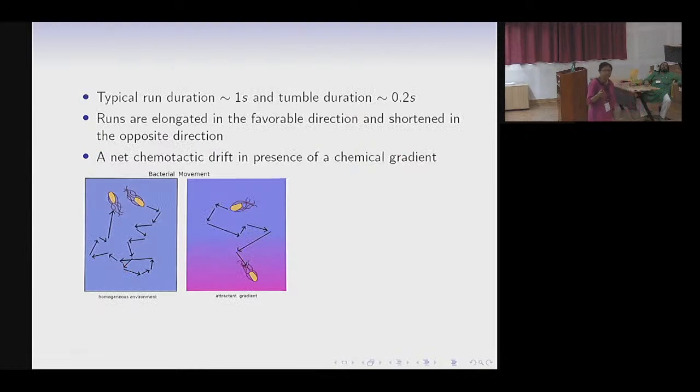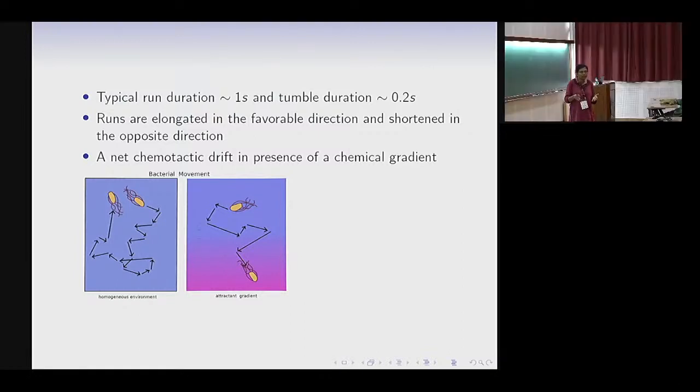When you place such a cell in a gradient of an attractant or a repellent, as the case may be, then runs are elongated in the favorable direction and shortened in the opposite direction. And this is how the cell manages to show a net chemotactic drift. So this has been illustrated in this picture.